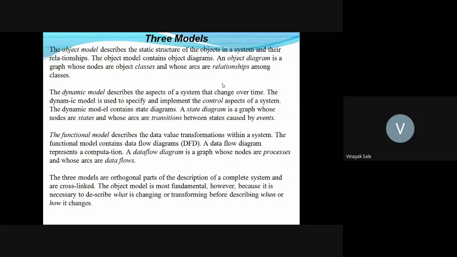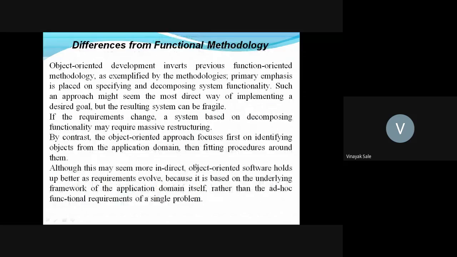and are cross-linked. The object model is most fundamental, however, because it is necessary to describe what is changing or transforming before describing when and how it changes. So, the differences from functional methodology.